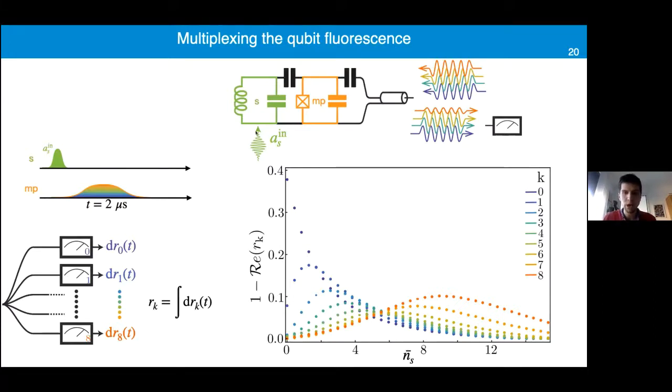So this graph shows you 1 minus the real part of RK, so the depth of each resonant depth of the qubit, as a function of the mean photon number in the storage mode. And what is important is the 9 values for each value of NS, which correspond to the 9 values of K, are taken simultaneously with only 1 measurement repeated and averaged, because we are multiplexing the measurement.